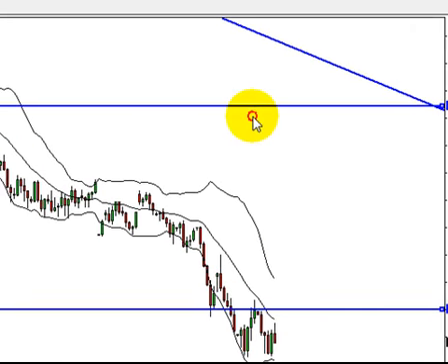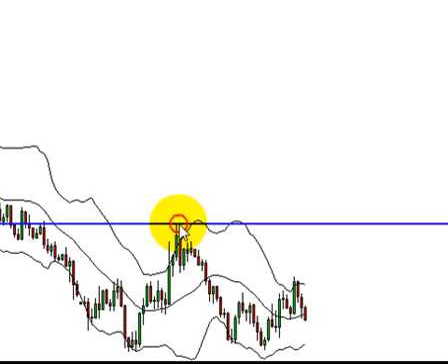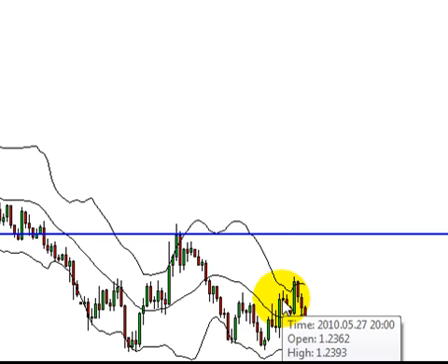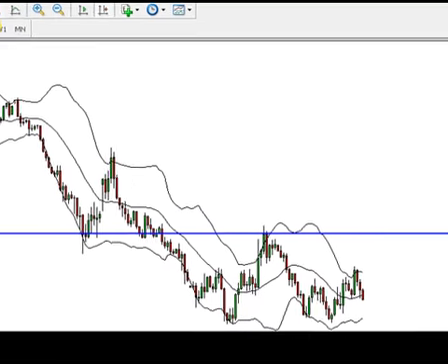Let's see this pair. We were looking at it as well in the previous week. We were looking for this resistance line to be broken up. It never happened. It went down from this point, created a bullish divergence, and we had another opportunity to go up on this pair, but it never breaks up the 126 resistance line. It is the major resistance line from my point of view.